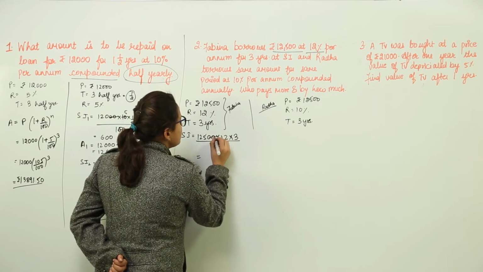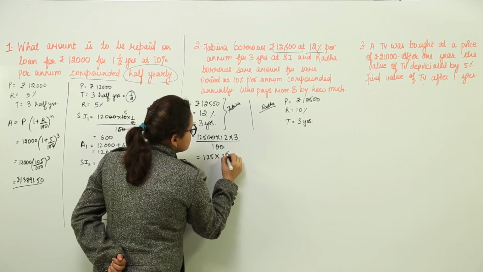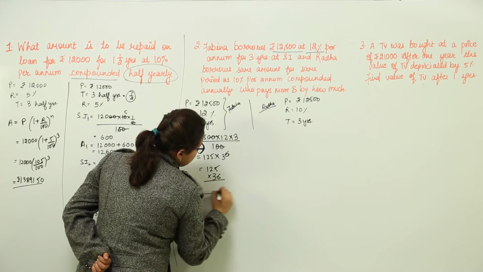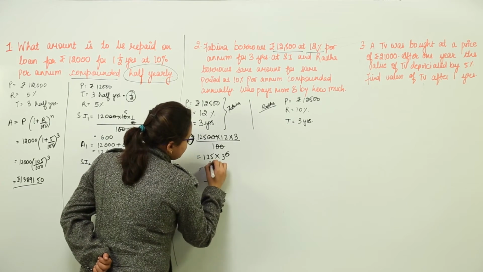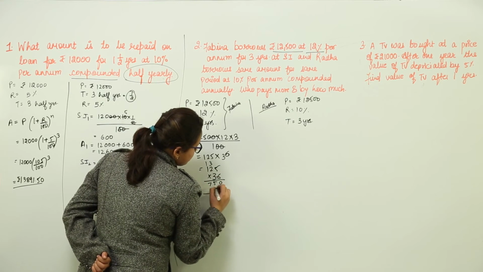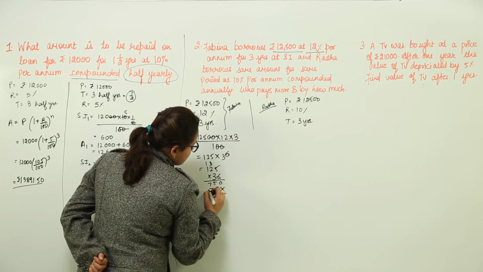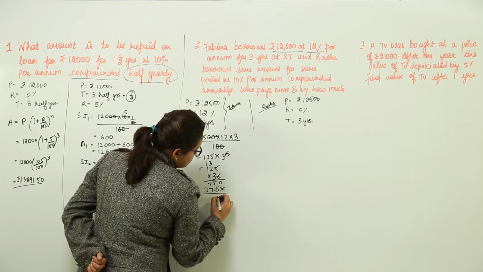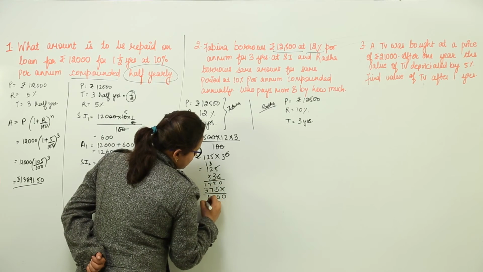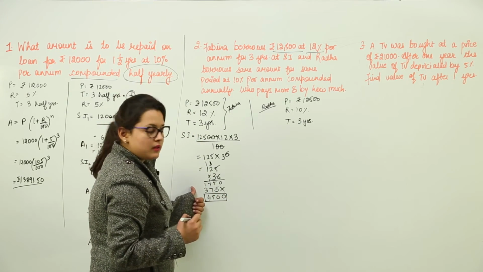Now on solving, we get 125 into 36. Now on solving this, 6 5s are 30, 6 2s are 12, 13, 14, 15 and 1, 6 1s are 6 and 7, 3 5s are 15, 3 2s are 6 plus 1, 7, 3 1s are 3. We get 4,500. So this is the simple interest that Fabina is getting.